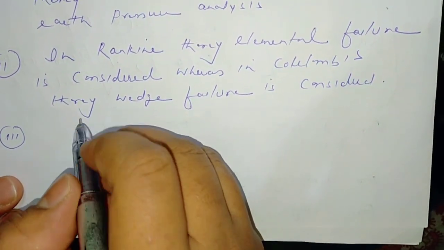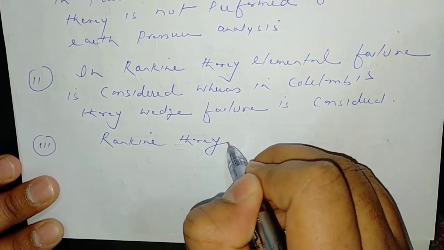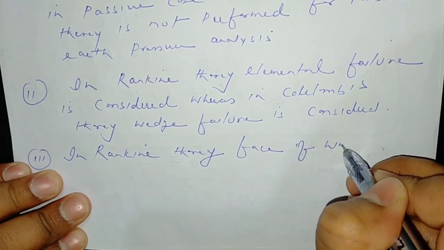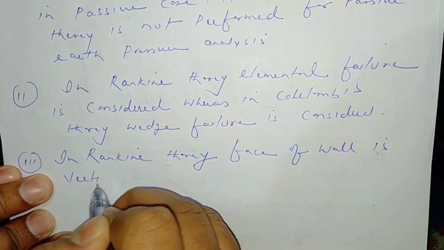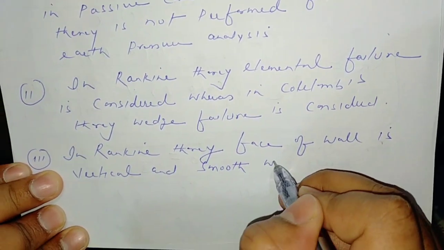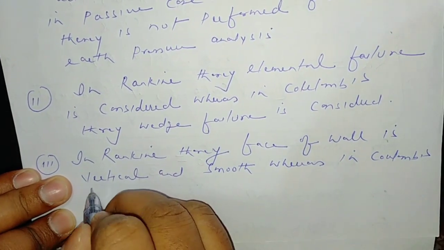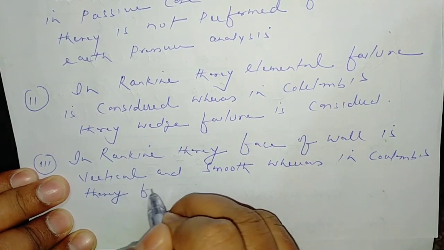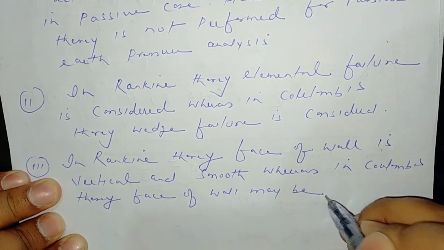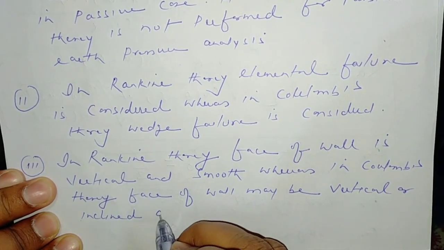Third, Rankine theory, face of wall is vertical and smooth, whereas in Coulomb's theory, face of wall may be vertical or inclined, and it is rough.